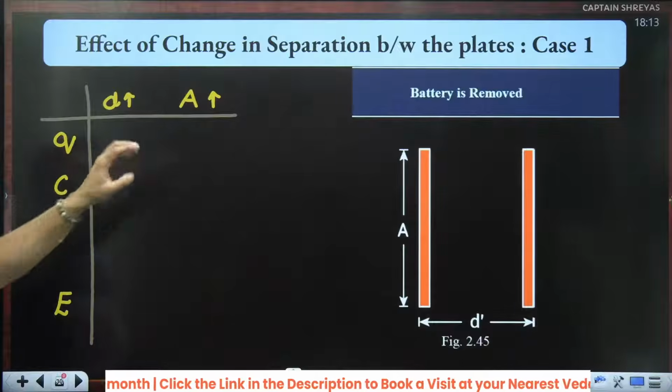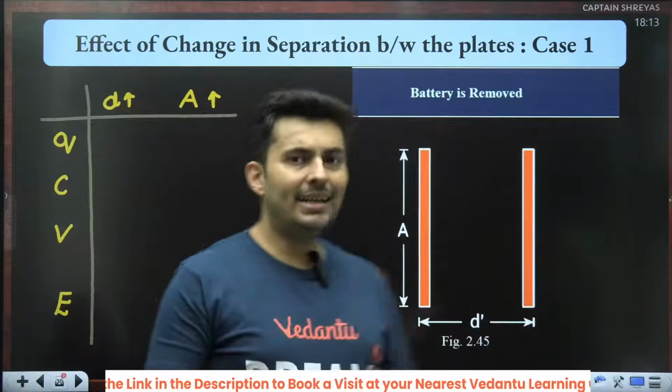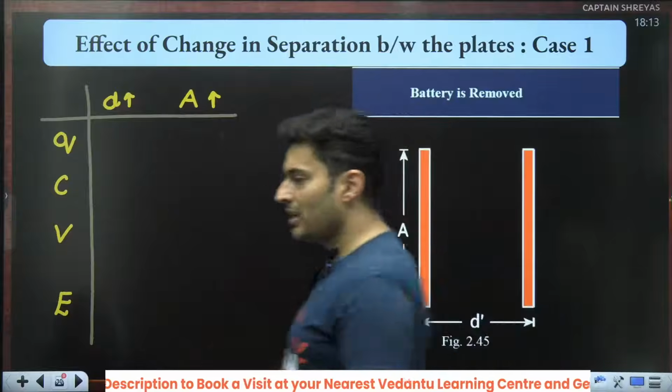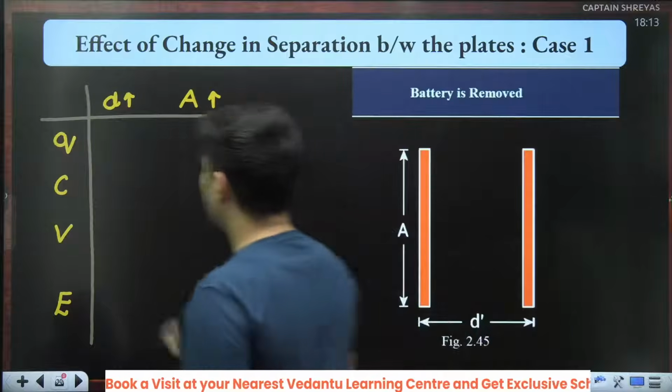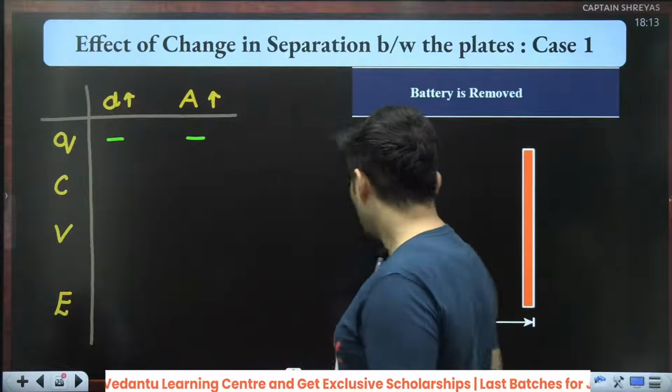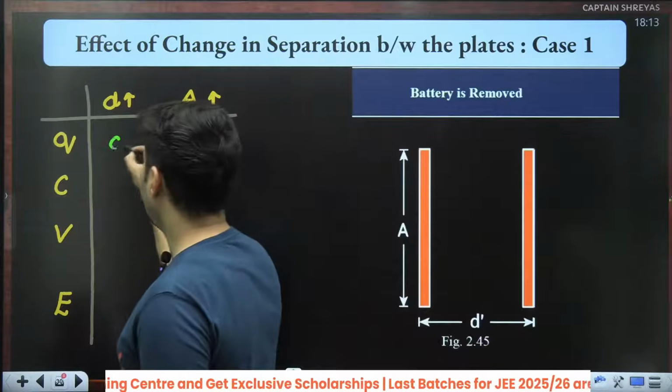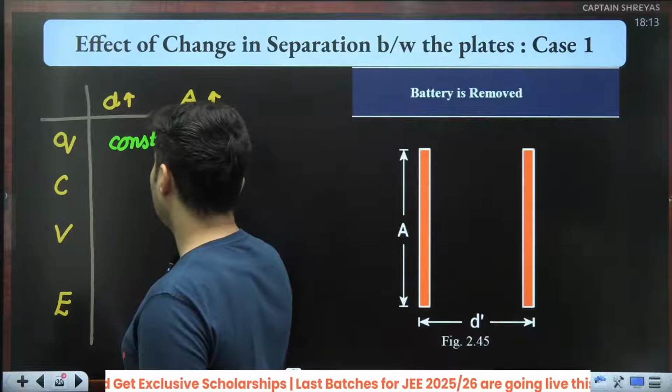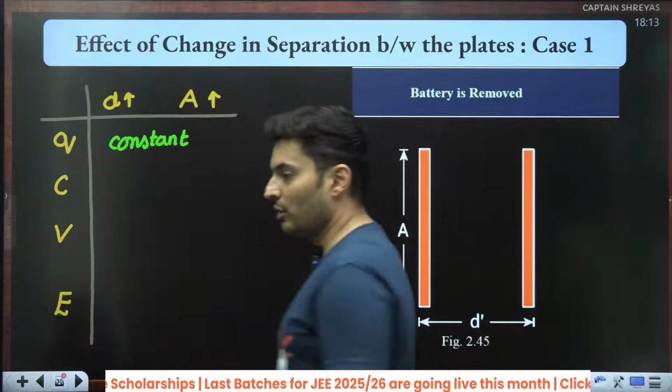What do you think happens when the battery is removed? The battery is removed, the charge can't go anywhere. So what happens, my dear warriors? The charge has to remain constant. It will not change at all. So no change, or rather, I would just put the word constant over here.